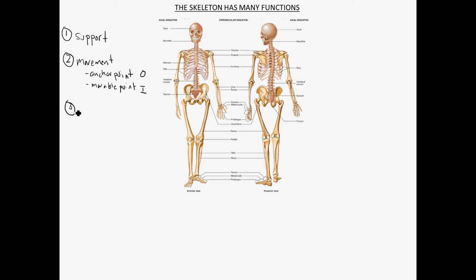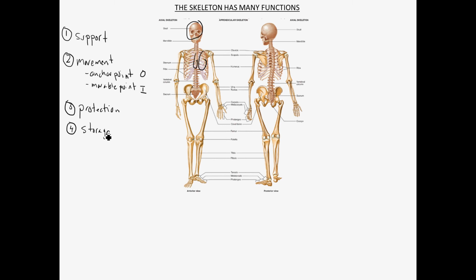A third important function here is protection. And this is most represented here by, of course, the skull. The bones of the cranium protect the brain. The sternum and the rib cage are protecting the heart and the lungs, of course. So we have protection. A fourth function is storage.